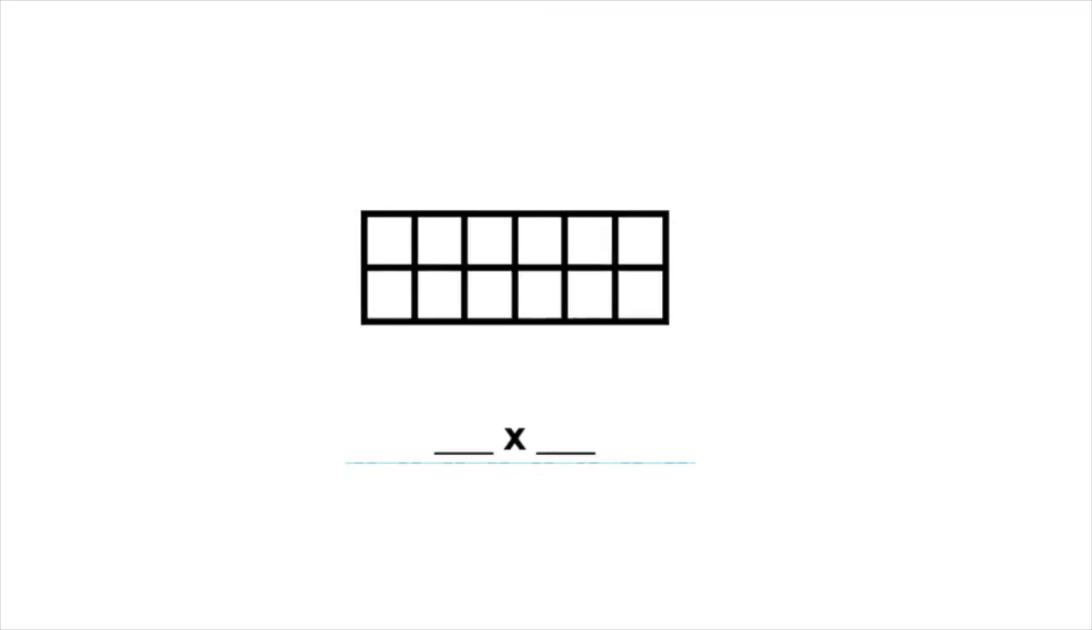And let's do one more array. We will label our sides. We have 1, 2 as our first factor. And on the other side, we have 1, 2, 3, 4, 5, 6. So our second factor is 6. 2 times 6. So let's count them up. 1, 2, 3, 4, 5, 6, 7, 8, 9, 10, 11, 12. 2 times 6 equals 12.